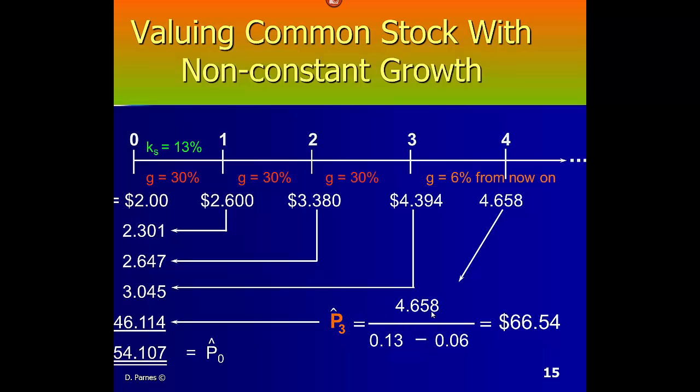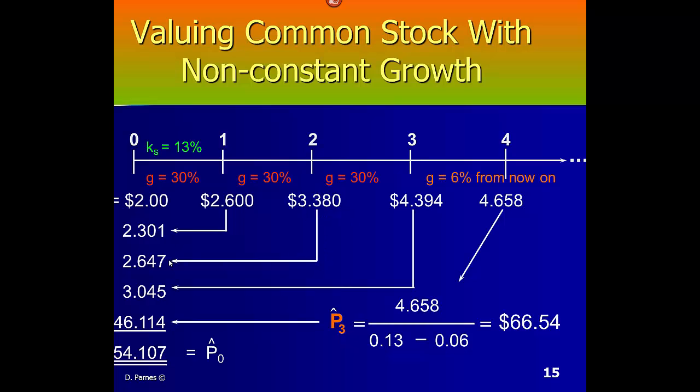So P3 is equal to D4 divided by KS minus G. We know that KS is 13%, and G, now that it is constant, we can use it. It is 6%. So P3 is equal to $66.54. But then we still need to discount everything to present time. So D1, let's discount it to present time. Take $2.60 divided by 1 plus KS, 1.13. You will get 2.301.